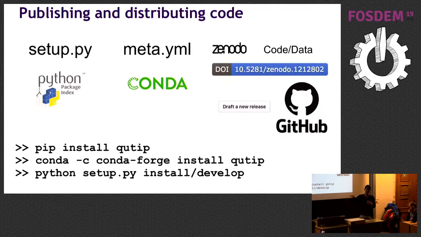So what this can do is if you want to make even the smallest change in your code locally, you make the change, and then it will be reflected immediately when you run your notebooks and your code. So this is how we distribute and publish code.